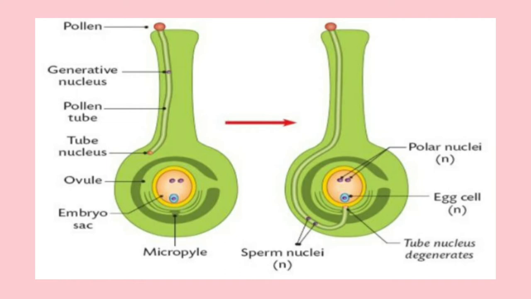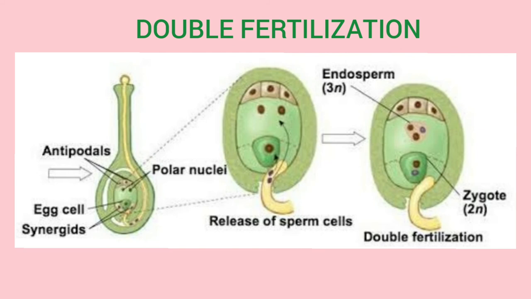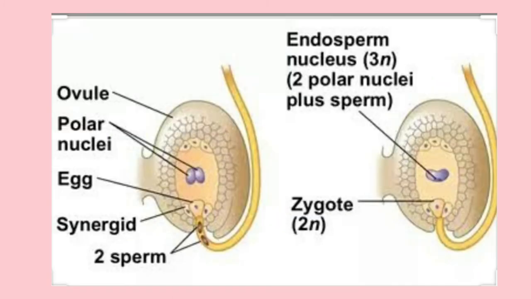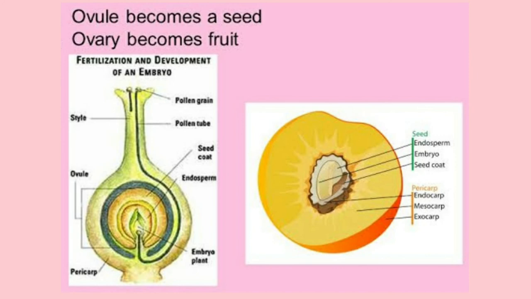The pollen tube enters the ovule through the micropyle. One sperm fertilizes the egg cell, forming a diploid zygote. The other cell fuses with two polar nuclei, forming a triploid cell that develops into endosperm. There are two fertilization events in angiosperms, which is why it is called double fertilization. The fertilized ovule forms the seed, whereas the tissues of the ovary become the fruit, usually enveloping the seed.